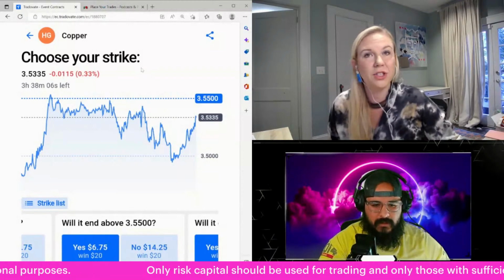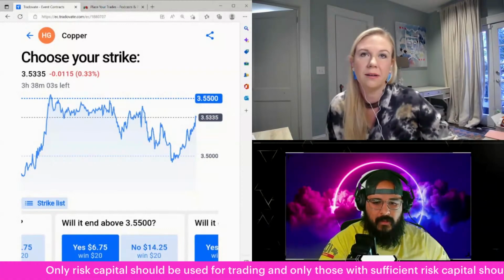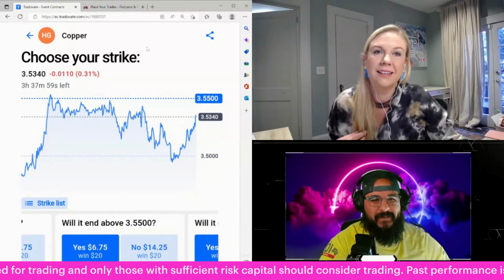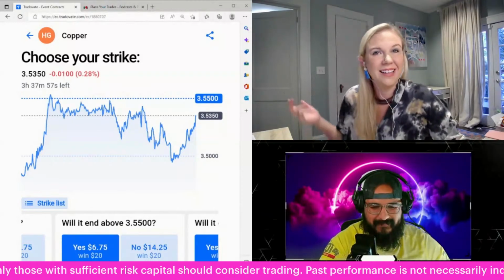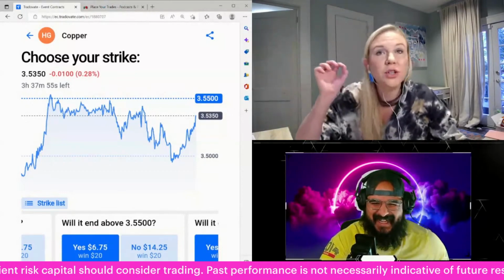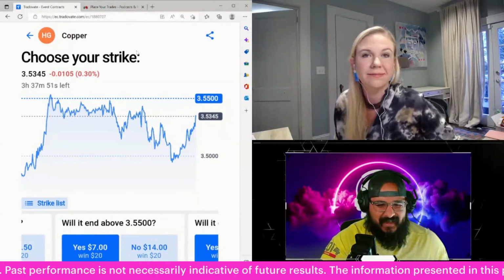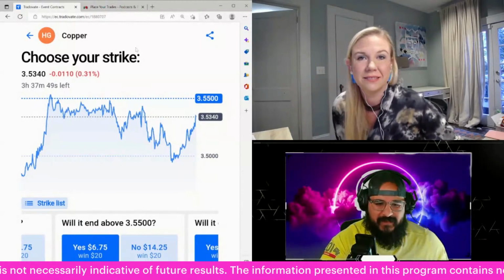I just learned that HG was the ticker name for copper yesterday. There you go. The nice thing about it is right there on the platform, it shows HG copper. Exactly, literally right there. How have I missed this? I don't know, but you'd be surprised at the stuff that I miss as well.